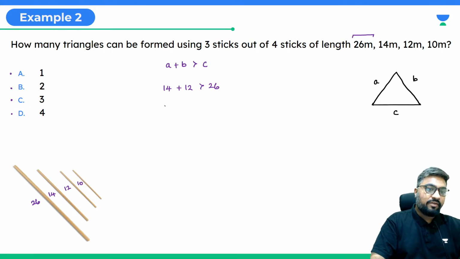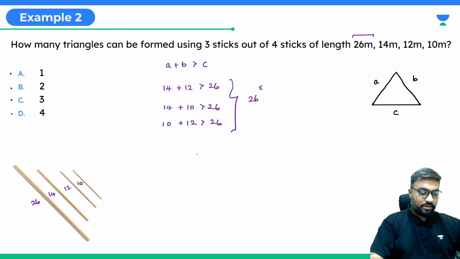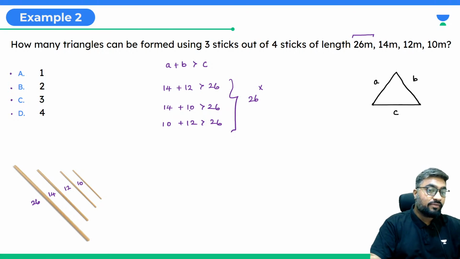No. Same way, 14 plus 10 greater than 26? No. Same way, 10 plus 12 greater than 26? No. So what does this mean? This means that 26 can never be a side of a triangle at all, correct? 26 cannot be any one of the sides of a triangle. Do you agree, guys? Say yes if you agree. 26 can't be a side, because 26 is not greater than 26, 24 is not greater than 26, 22 is also not greater than 26, correct? So one of the sides, 26, is ruled out.